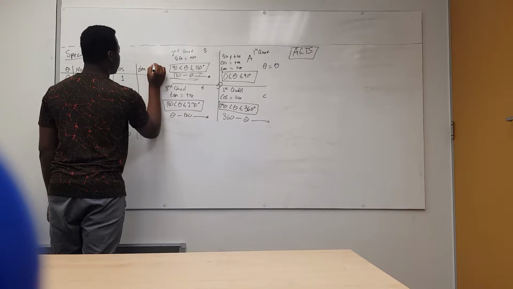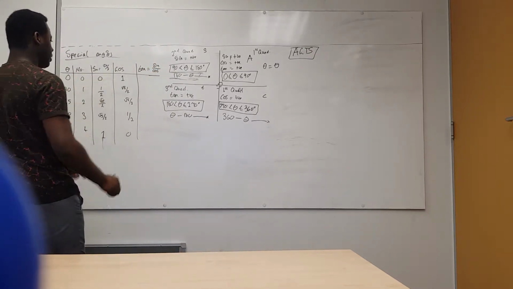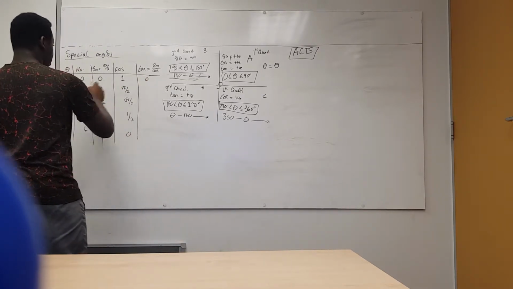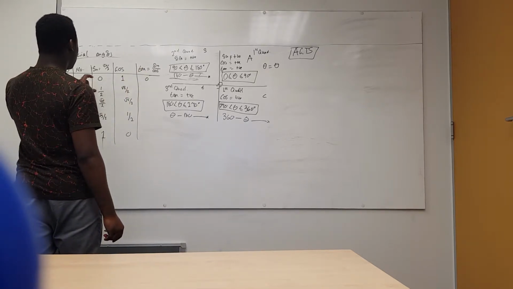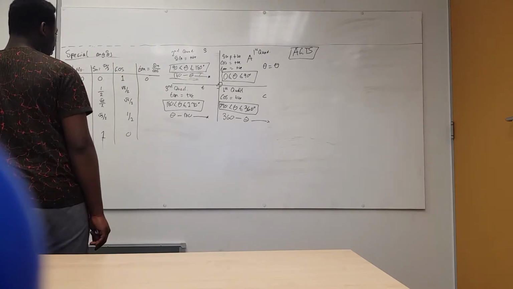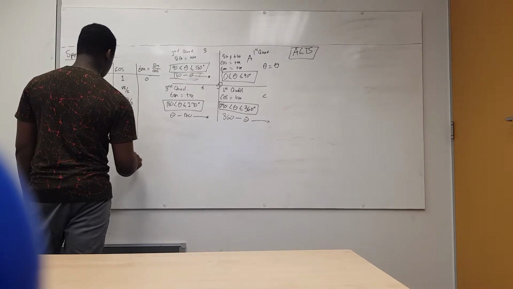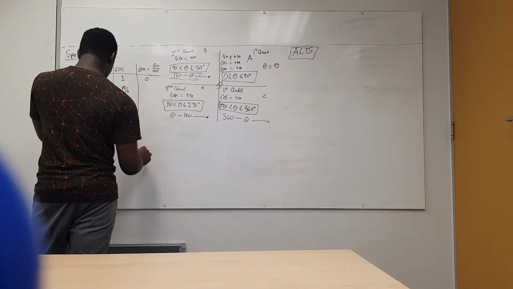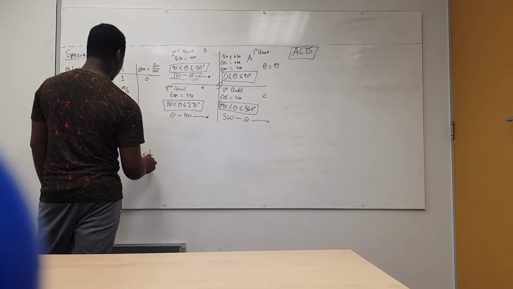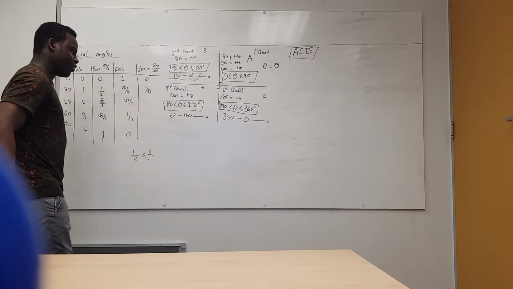Tangent: tan is equal to sine divided by cosine. Tan of 0 is 0. Tan of 30 is half divided by root 3 divided by 2. That's 1 divided by root 3, I guess. So you have 1 half divided by root 3 over 2, which is times 2 over root 3. So that's 1 divided by root 3. You can write it as root 3 divided by 3.